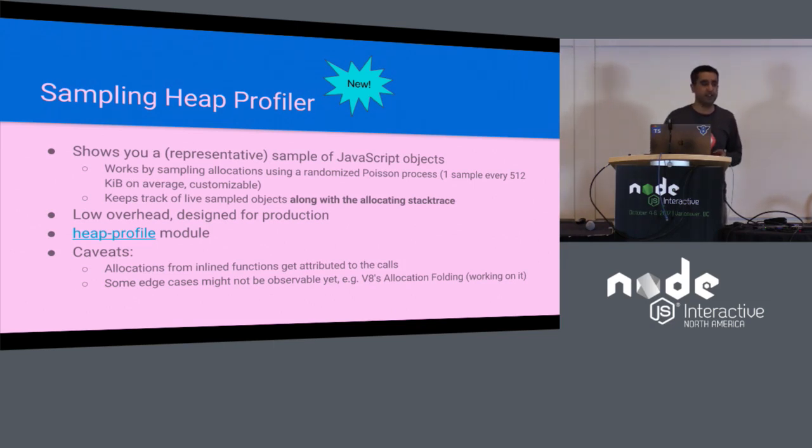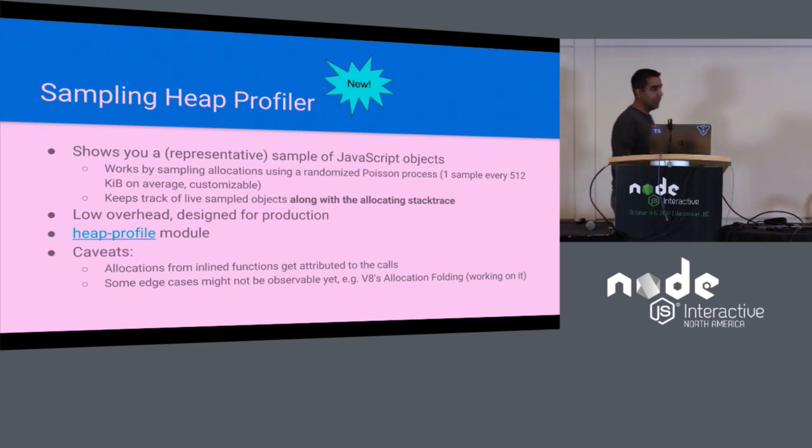It takes a representative sample of your heap, which means that it uses a Poisson process for sampling objects as they're being allocated. So on average, it takes one sample every 512 kilobytes. That's why it can be low overhead. But it does have some caveats.